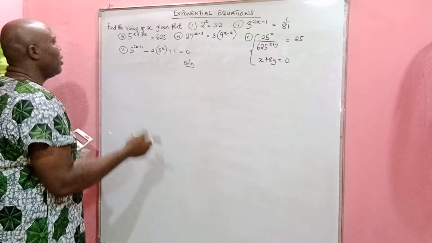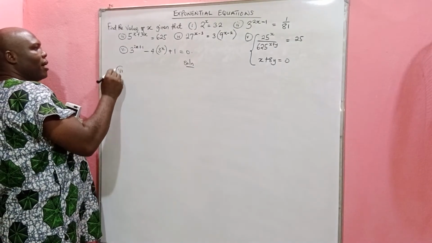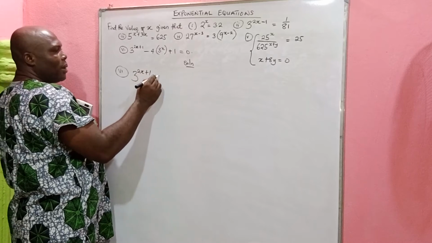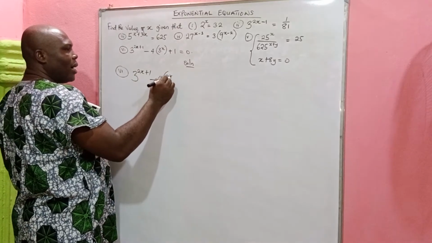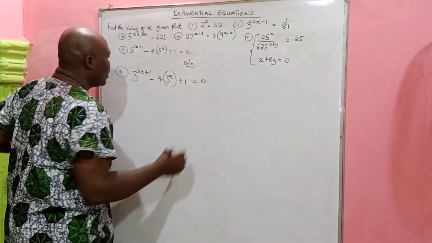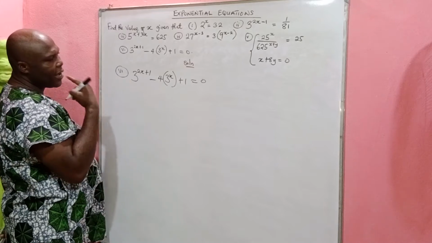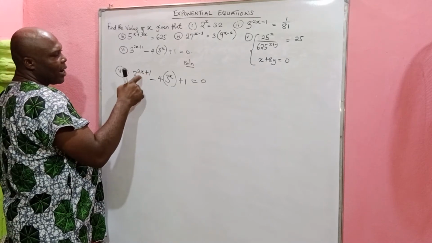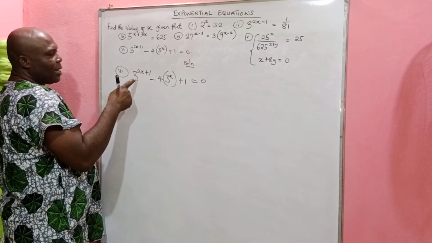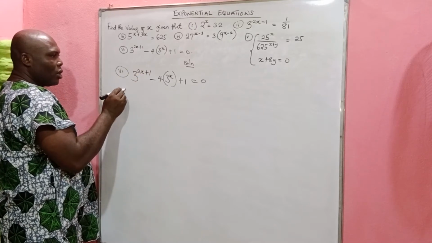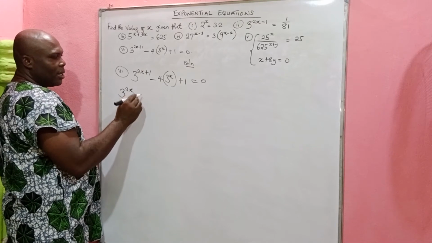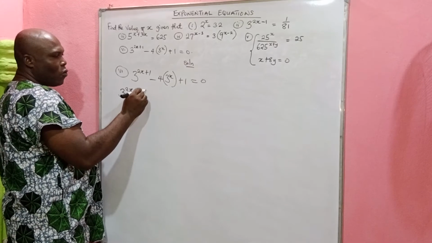So here, number 6, we have that 3 raised to power 2x plus 1 minus 4 into 3 raised to power x plus 1 is equals to 0. So here, there's something hidden, all right? Plus means there's a times. So here is 3 raised to power 2x, please take note of that, times 3 raised to the power of 1.